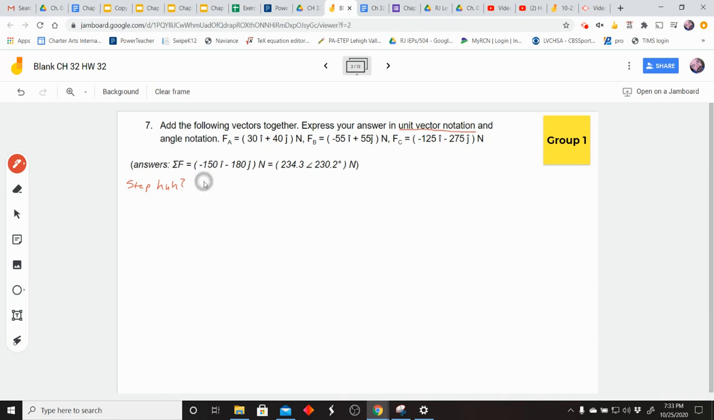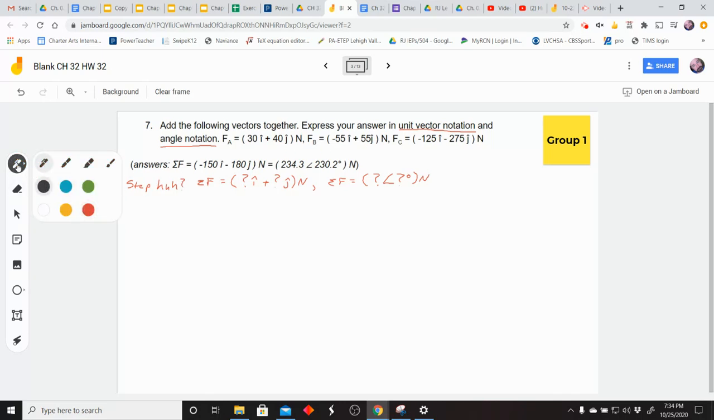So that means we want sigma F is equal to question mark i hat plus question mark j hat times newtons, and we also want it in angle notation. So after we do that, we also have to find sigma F is equal to question mark at some angle, question mark degrees, newtons. So we've got to do both of these things.